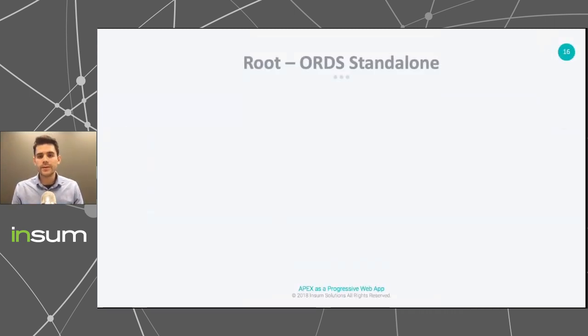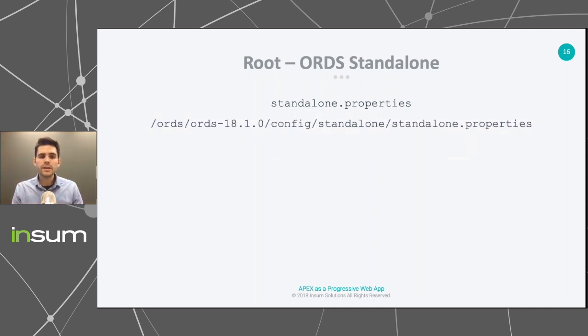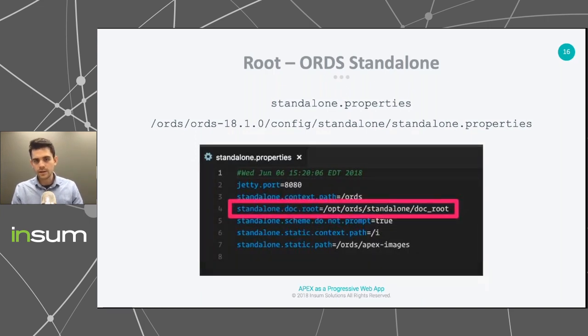There are many ways to set up an Apex environment, and each setup has a different root path. Let's use ORDS Standalone as an example. On your ORDS instance, locate your standalone.properties file. It should be located inside the config folder of your ORDS instance. And the content of this file should look like this. The value next to standalone.doc.root is the location where we need to put the service worker and the manifest.json. So we will define the content of those files shortly.